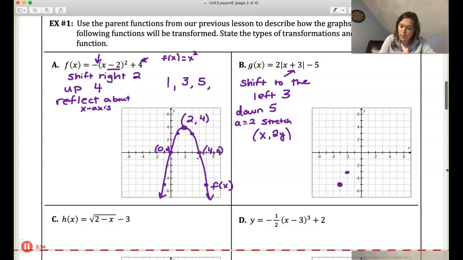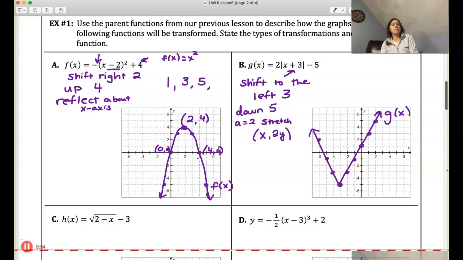So up 2 over 1, up 2 over 1, and keep going. Do the same thing to the other side, up 2 to the left, to the left, to the left. Now I ran out of space, so let's go ahead and connect those. That is my g of x function, so I'm going to label it as such.